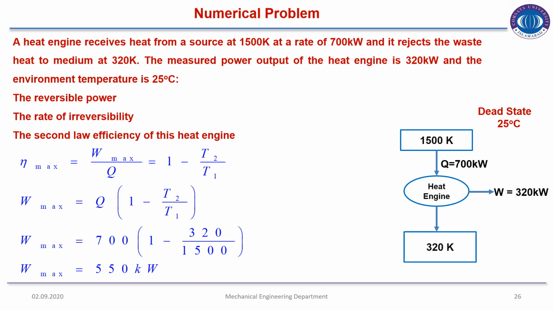So T2 and T1 temperatures are known. T2 is the temperature of sink and T1 is the temperature of source. Q is the amount of energy that is entering into the heat engine. So Q is equal to 700, T2 is equal to 320 Kelvin, and T1, the source temperature, is 1500 Kelvin. Power has the unit of kilowatt, so maximum work also has the unit of kilowatt. So maximum work or reversible power is equal to 550 kilowatts.